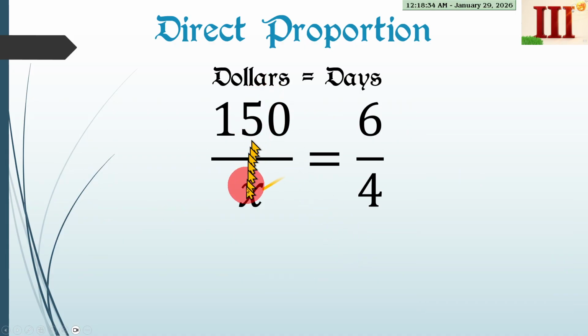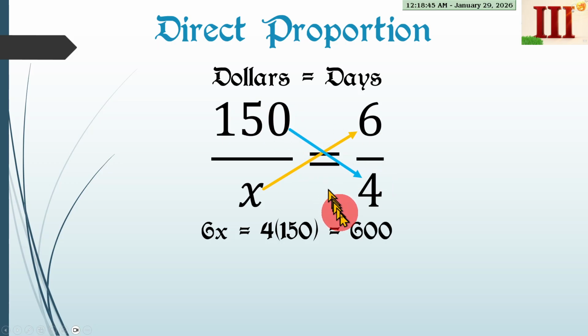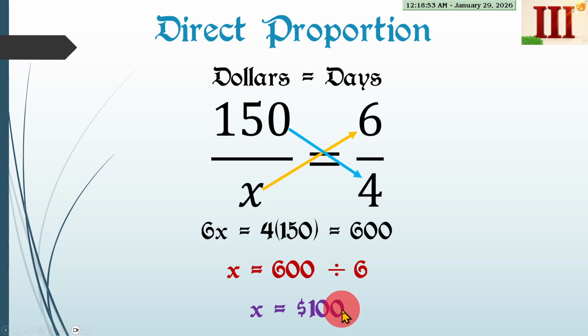So here are our dollars on the left, days on the right. When you cross multiply, you're going to get 6x. We're going to multiply 4 times 150, which is 600. So that means 600 is going to be divided by the 6 that was in front of the x. That's going to give us $100. That means he would have made $100 in 4 days.